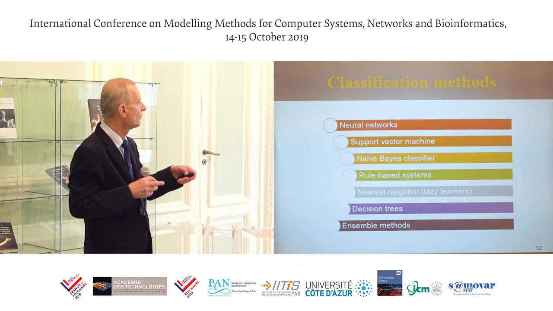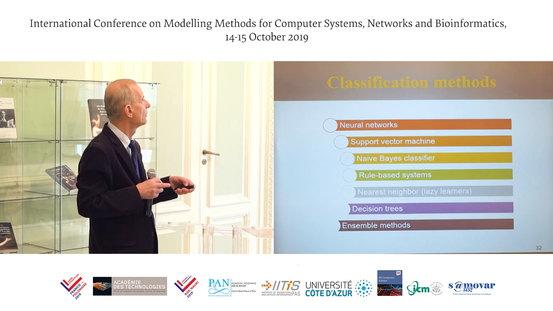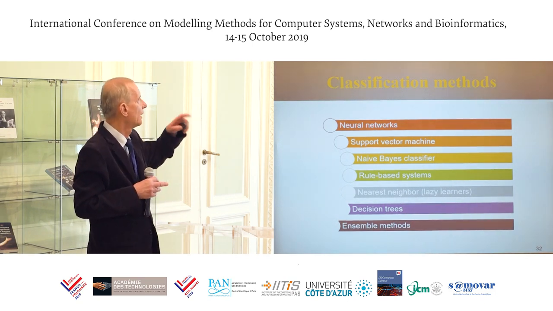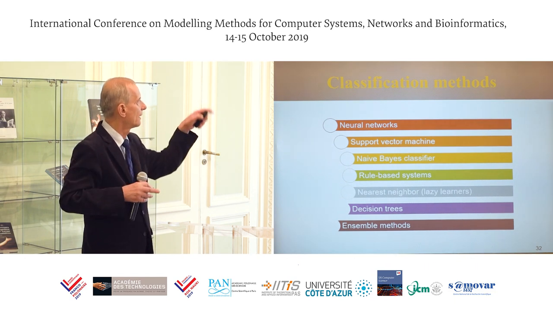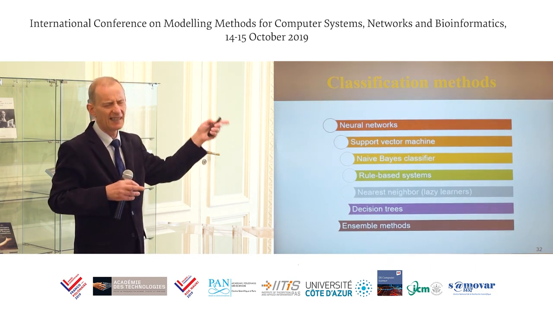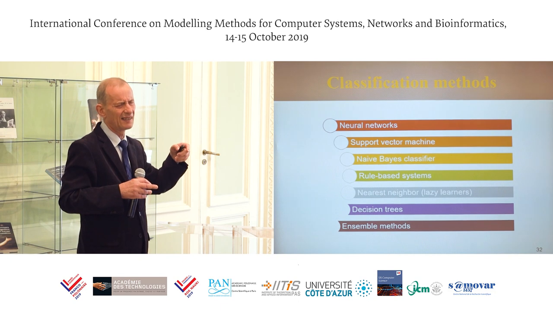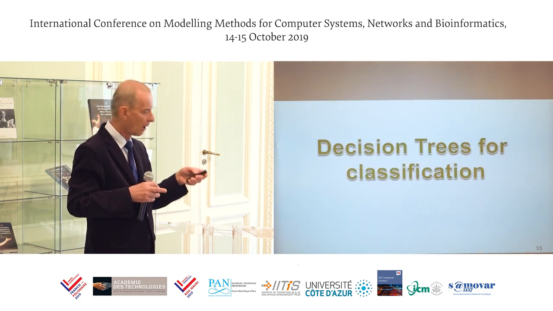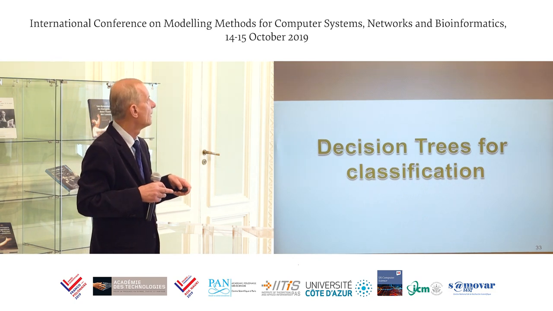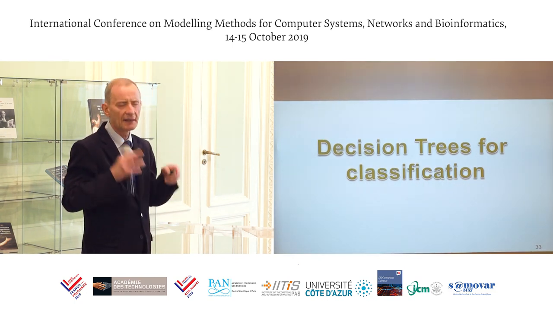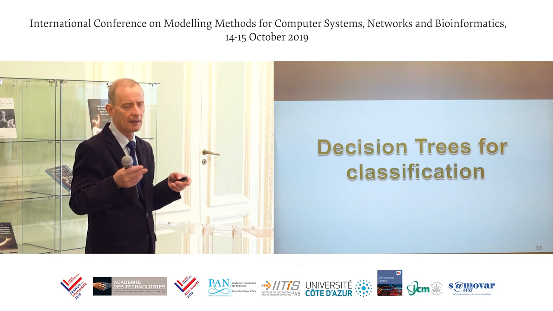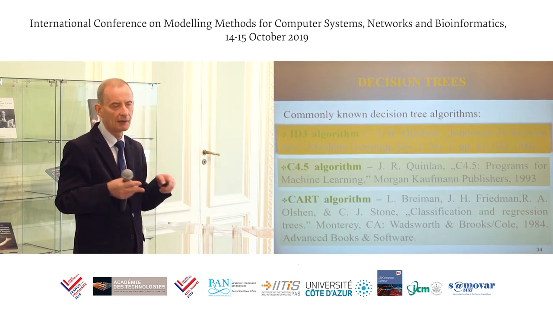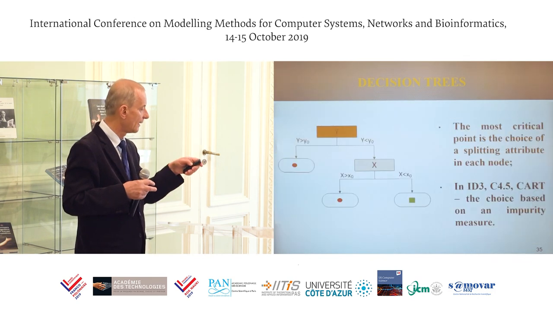As I mentioned, there are many methods, from neural networks to ensemble methods, support vector machines, naive Bayes classifiers. In this area, there are perhaps hundreds or maybe thousands of papers with different approaches. One approach, historically perhaps most influential in the literature, was based on decision trees.